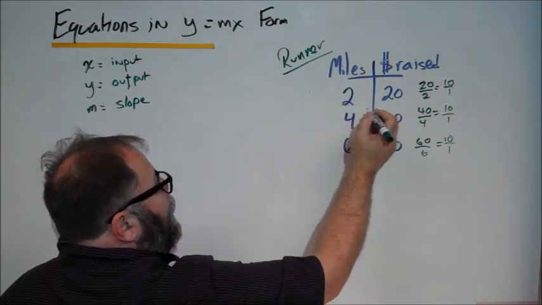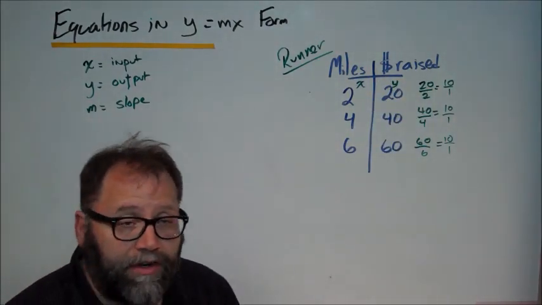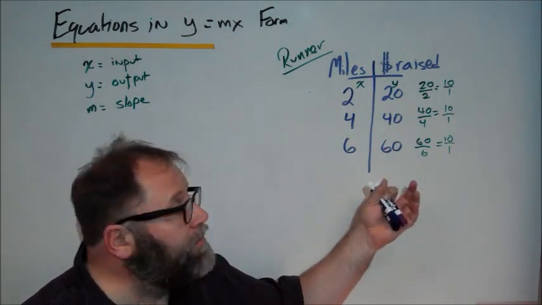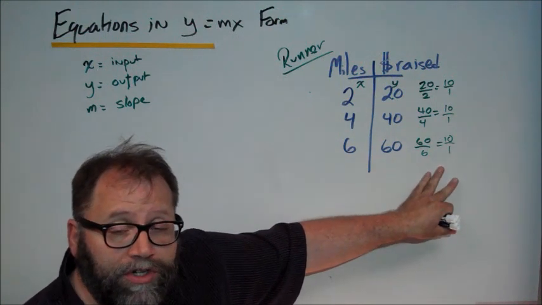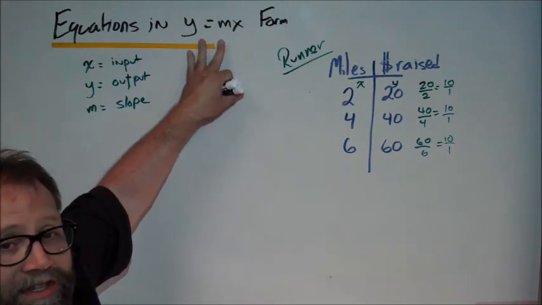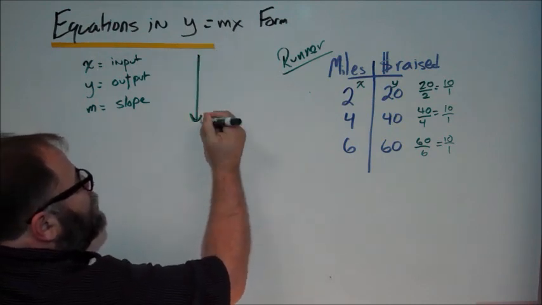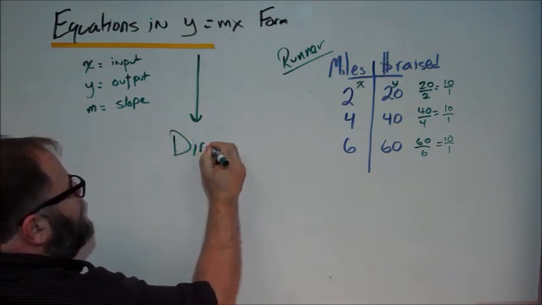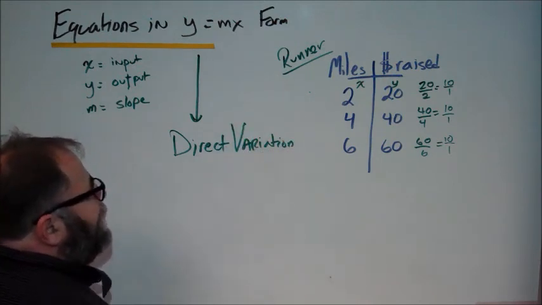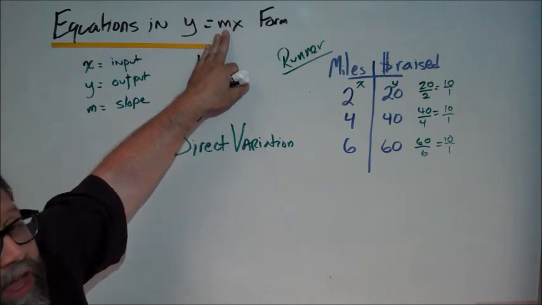And all we did was take our y's as our numerators and our x's as denominators. So we have a constant of proportionality here. This is a linear number set. It is proportional, and because it's proportional, if we were to write an equation for it, it would be in this format. And what we call this format, as a shortcut, is direct variation.